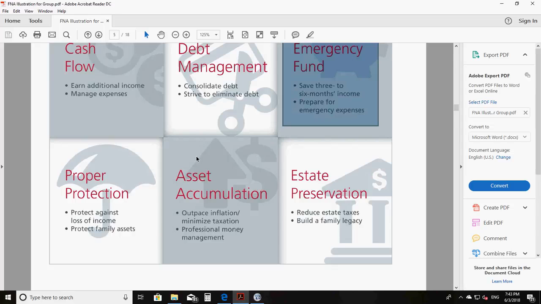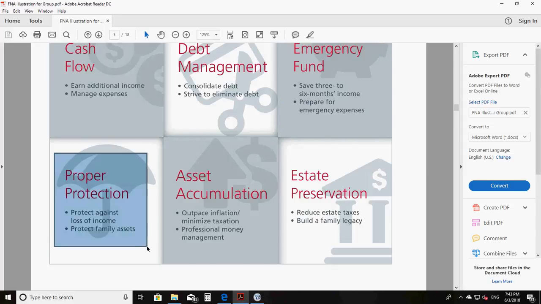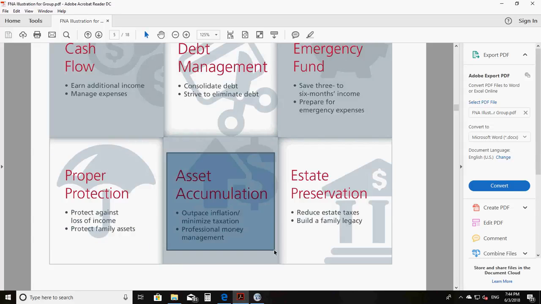Proper protection and asset accumulation. This is what we do from the product side mostly. We want to, first of all, properly protect. Protect against loss of income. Protect against family assets. Really, with the living benefits we can offer our clients now, it's a standard of living or a quality of life protection. Once properly protected, we want to roll over into asset accumulation. That makes sense in vehicles that outpace inflation, minimize taxation, and really provide a professional money management approach to get them to their end goals and dreams.